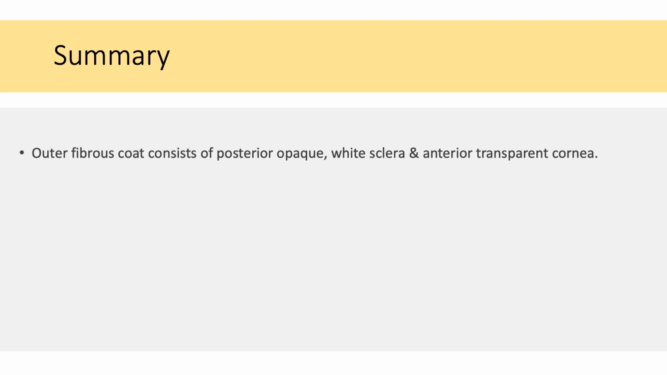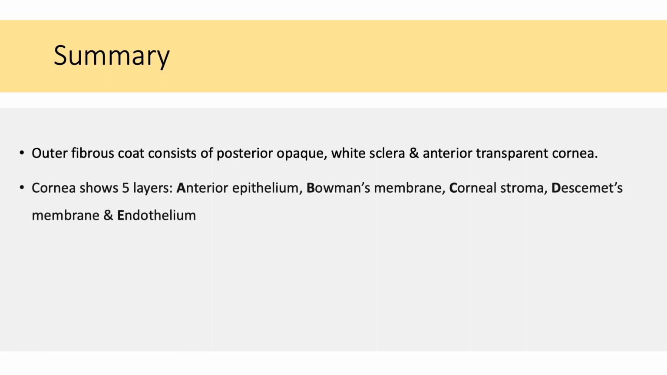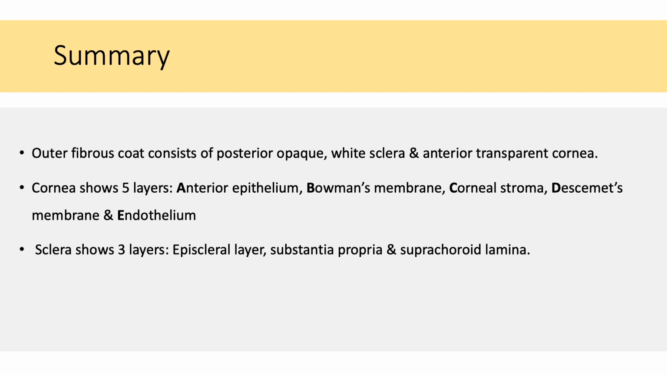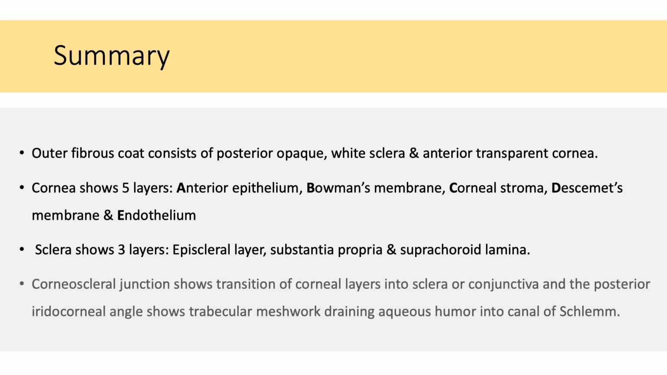So quickly revising what we have seen so far. Outer fibrous coat of the eye consists of posterior opaque white sclera and anterior transparent cornea. Cornea shows 5 layers: anterior epithelium, Bowman's membrane, corneal stroma, Descemet's membrane, and endothelium. Sclera shows episcleral layer, substantia propria, and suprachoroid lamina. Corneoscleral junction shows transition of corneal layers into sclera or conjunctiva, and the posterior iridocorneal angle shows trabecular meshwork draining aqueous humor into canal of Schlemm.